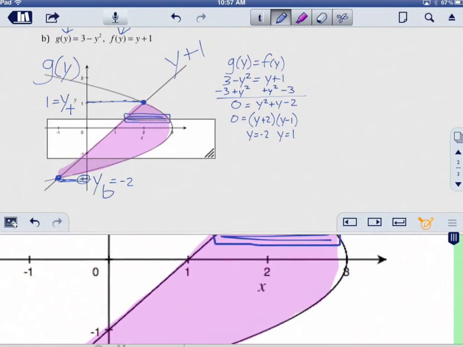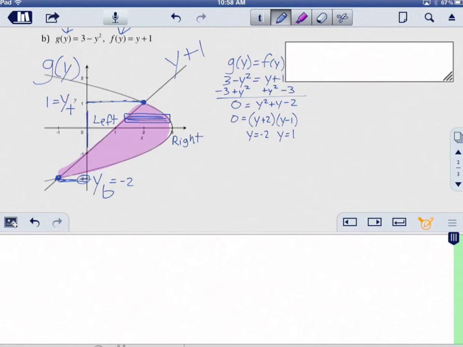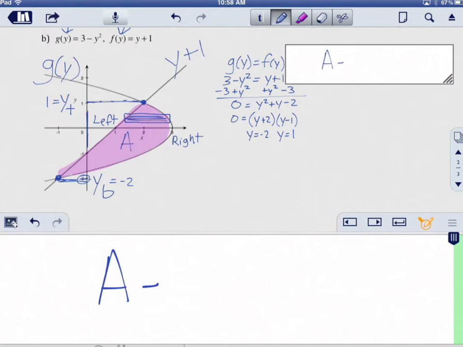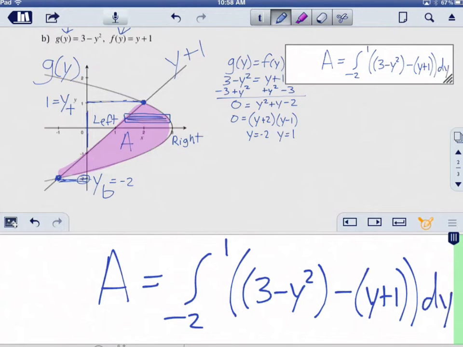Okay, next we have to identify the right function and the left function. So this one's definitely the right function. And this one over here is the left function. So now, if we want to find this area, we get the area equals the definite integral from negative 2 to 1, so that's the bottom y to the top y, of the right function, which is 3 minus y squared, minus the left function, which is y plus 1, with respect to y.